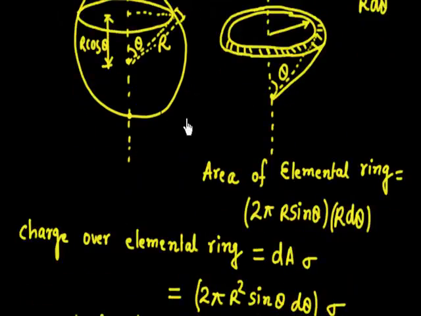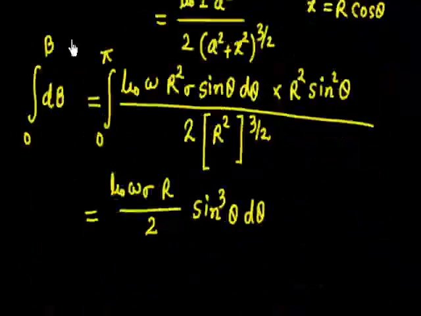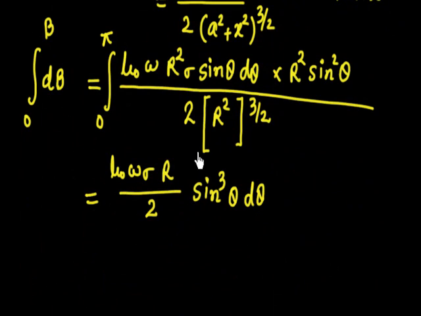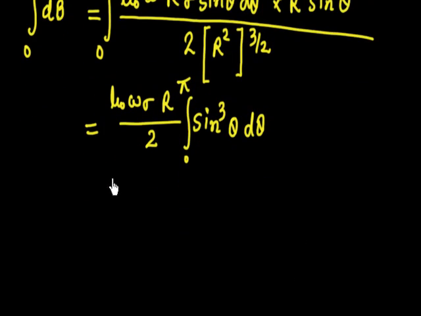So I have to integrate this from 0 to pi. Now this is your task. You can do your integration yourself. How will you proceed for this integration? If you remember the formula for sine 3 theta, you can do it yourself.